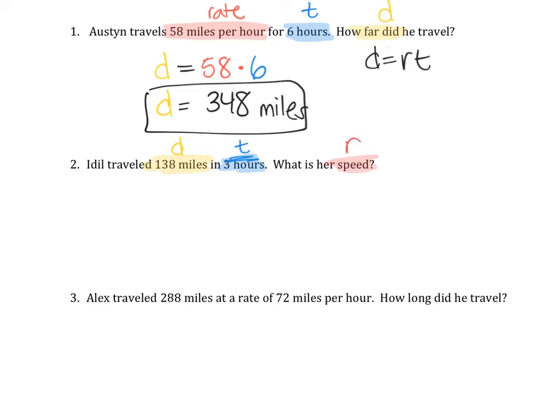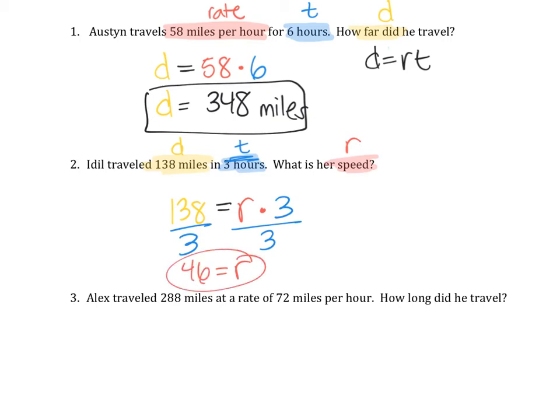And that's what I'm going to try to find. So if I plug everything in, I have 138 equals R times 3. And in order to get the R by itself, I'm going to have to divide both sides by 3. And then I'm going to get my answer for R. So the rate is 138 divided by 3, which is 46. And that's our answer there.